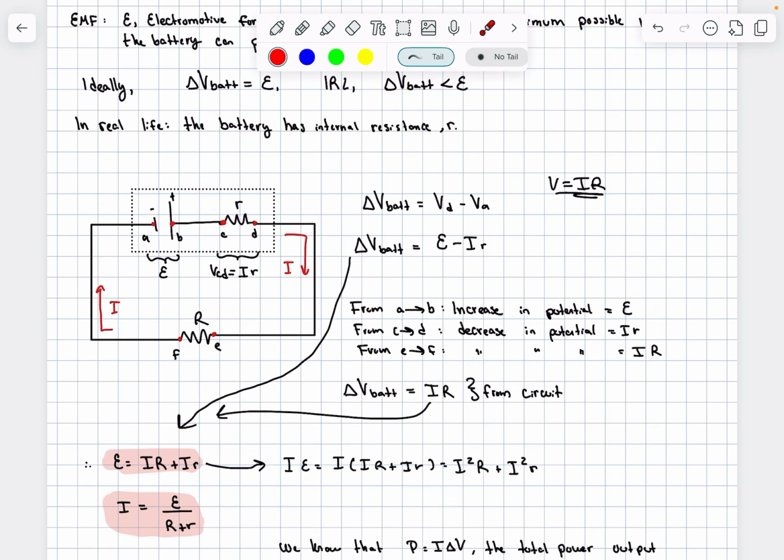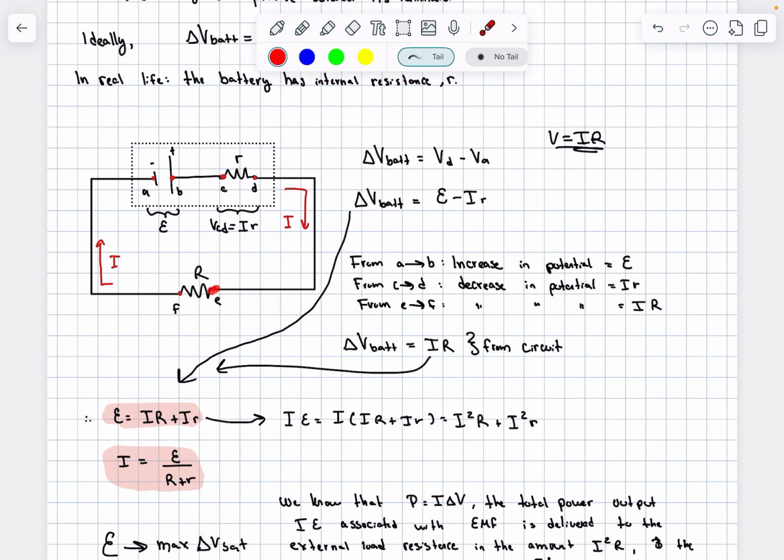So from A to B, we have an increase in potential. C to D, we have a decrease in potential. But then from E to F, we also have a decrease in potential that is equal to I times R. Right, so that's here. And we know that I times R, this potential difference, has to be equal to the potential difference between these 2 points. So delta V battery is equal to I times R. Combining these together, we see that E is equal to I capital R plus I little r.